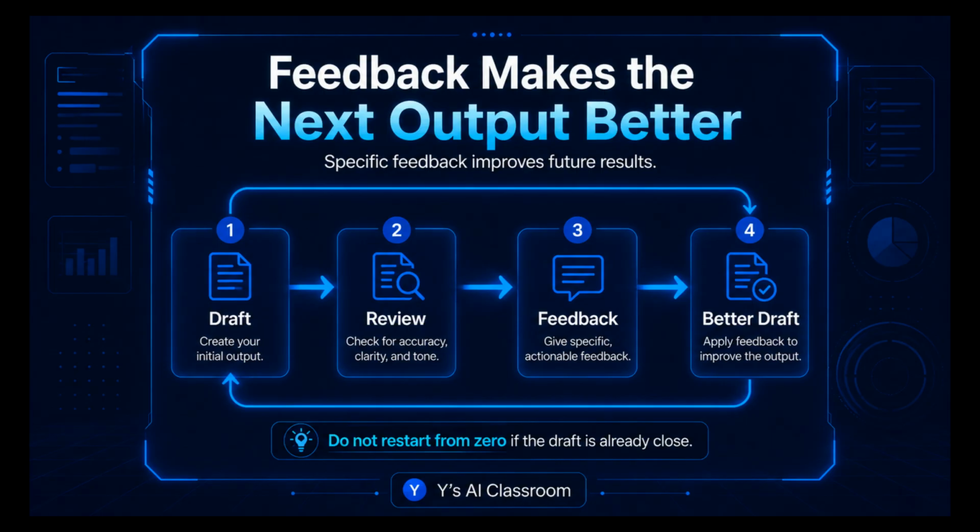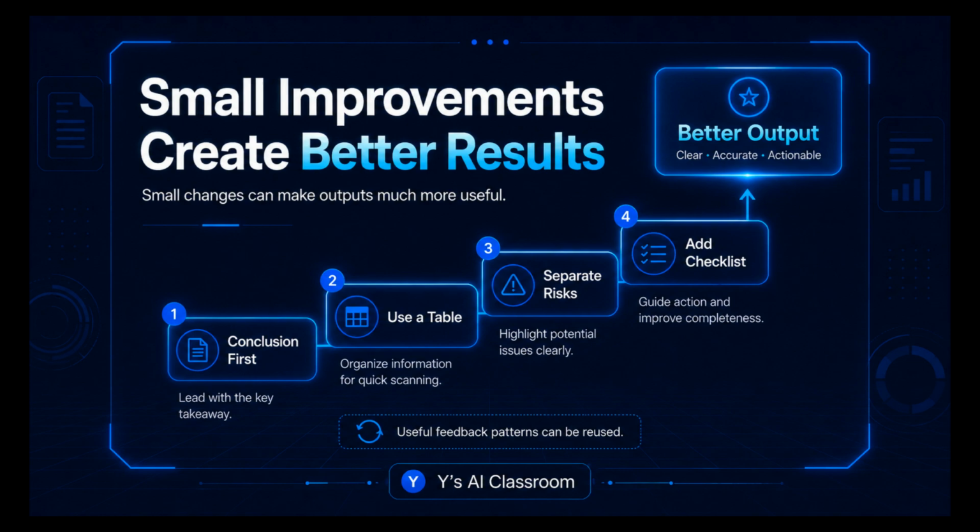AI work improves through feedback. If the first draft is close but not quite right, do not restart from zero. Give specific feedback. Ask for a clearer conclusion, a simpler table, stronger evidence, a better tone, or a more practical next action. Feedback helps AI improve the current output. Small improvements matter. Put the conclusion first. Use a table, separate facts from assumptions, highlight risks, add a checklist. These feedback patterns may look small, but they make future AI outputs more stable, easier to review, and easier to reuse.